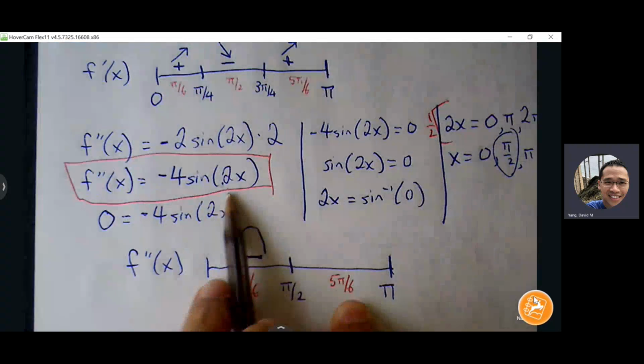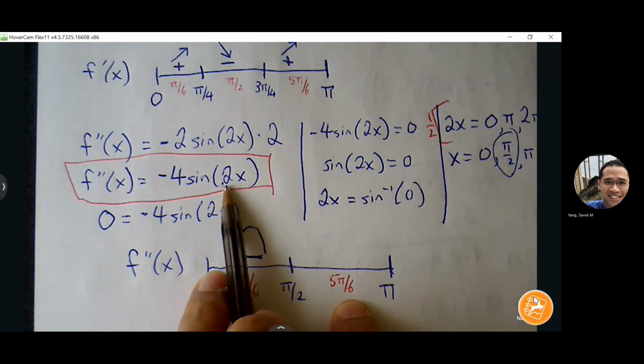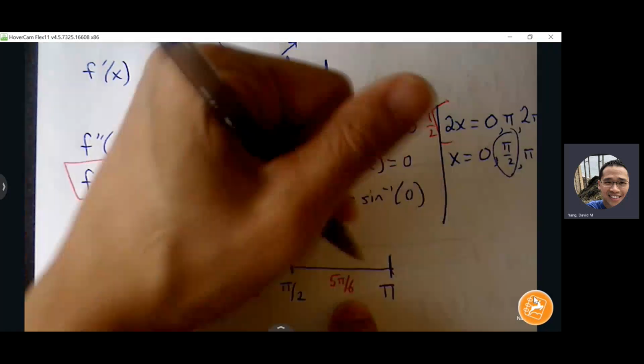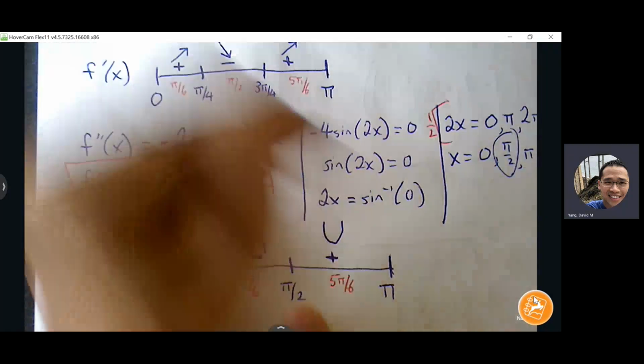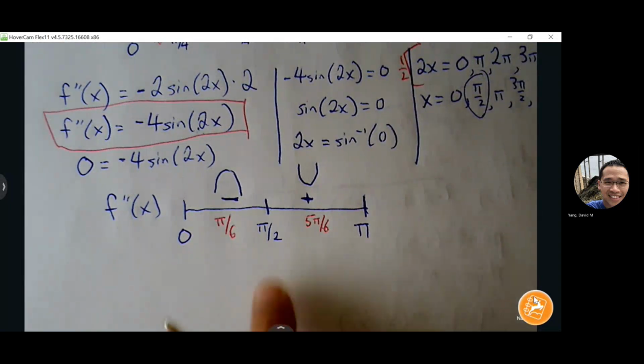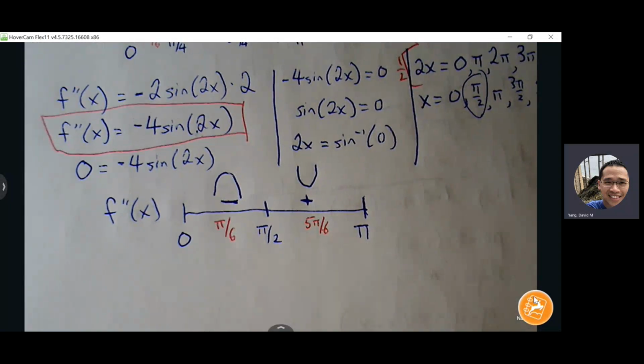Okay, 5 pi over 6. Enter that in. This is really 5 pi over 3. Fourth quadrant, sine is negative, so negative times negative is positive. Okay, what can we conclude? There must be a what? One inflection at pi over 2, right? Okay, we're ready to sketch our graph.